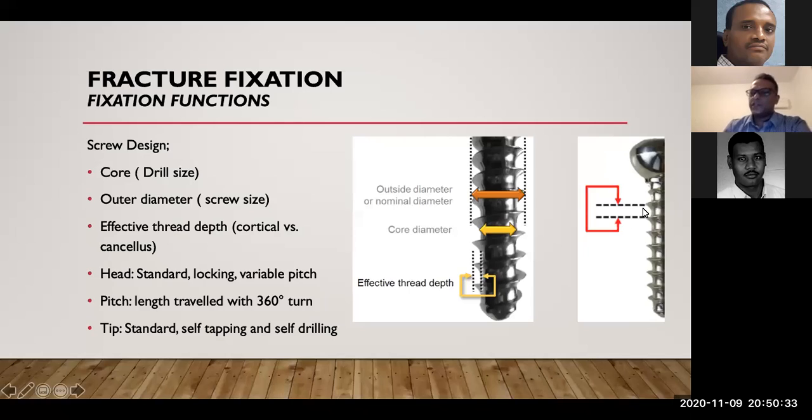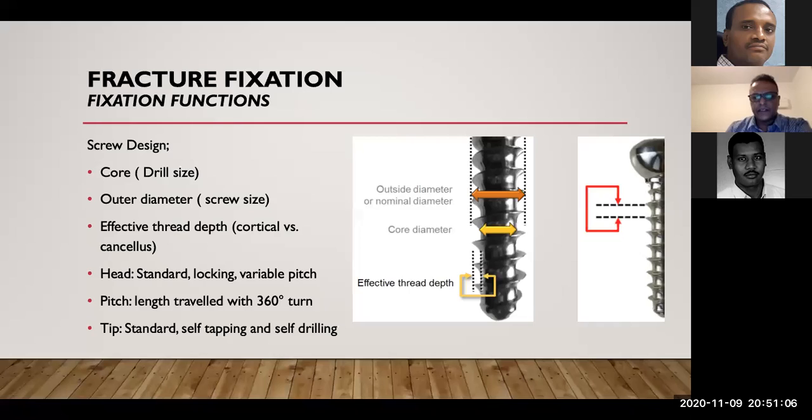And that's the function which works when we have variable pitch screws. You find the head, or the proximal part of the screw, has a small pitch, and then the shaft itself, or the distal part, has a different pitch, and this makes compression between the two fragments. This is, for example, when we fix a scaphoid fracture and achieve compression, or fix a tarsal fracture.